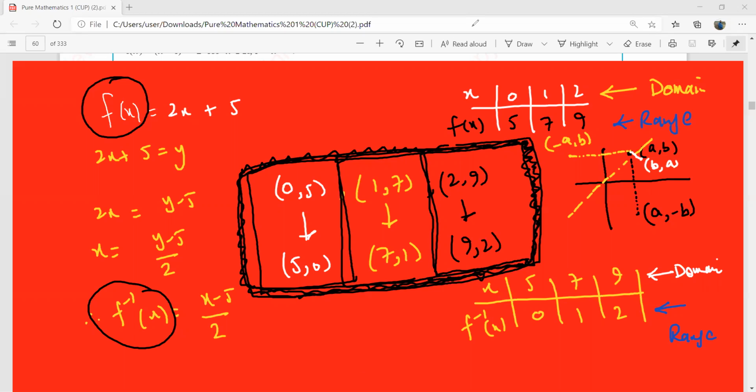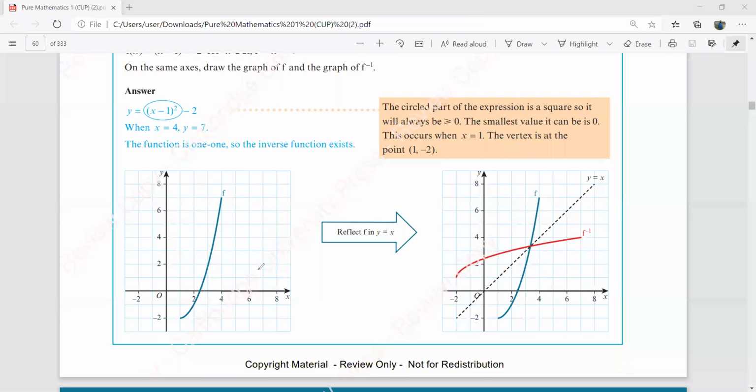Let me show you this on the grid over here. Now suppose, let me draw the line y equal to x over here. The line y equal to x is going to be drawn here. Okay, so this is the line y equal to x. Now see how we'll be reflecting these points in the line y equal to x.